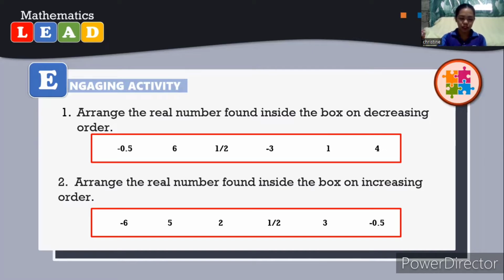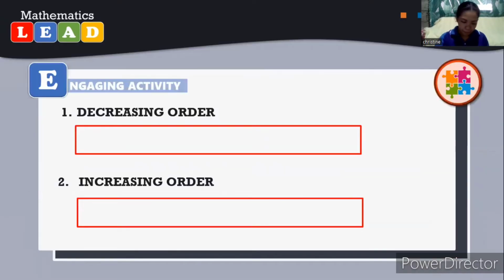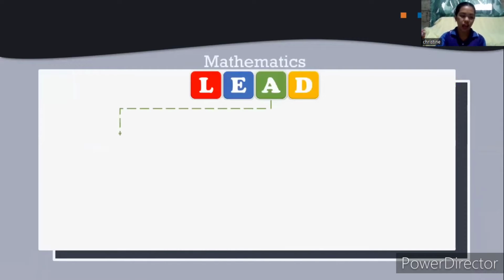And time's up. In number one, decreasing order starts with the largest value, which is 6, followed by 4, 1, 1/2, negative 0.5, and negative 3. And number two, increasing order starts with the smallest value, which is negative 6, followed by negative 0.5, 1/2, 2, 3, and 5. I hope you get the correct answer. Then let's proceed with our discussion under activating knowledge.